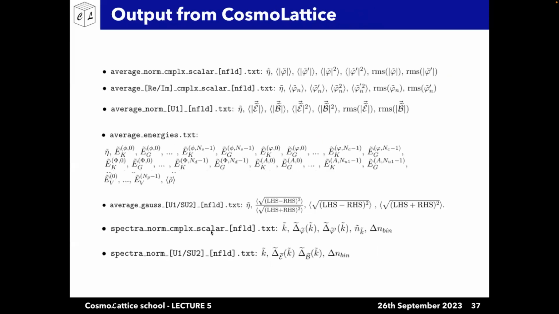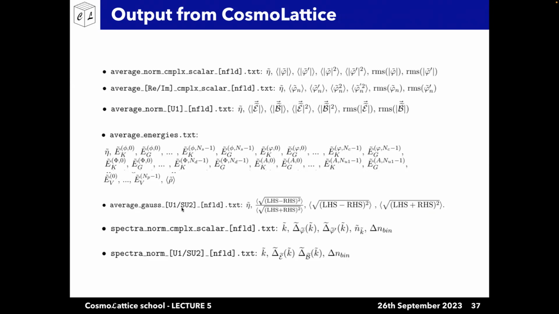I'm gonna skip this, and basically, if you run this model, this is all the output that gets produced, right? So what do we have? We obtain, for example, the volume average of the norm of the complex scalars, then also the volume average of the real and imaginary parts of the complex scalar, the average norm of the electric fields and magnetic fields, and their variances, the different energy components.